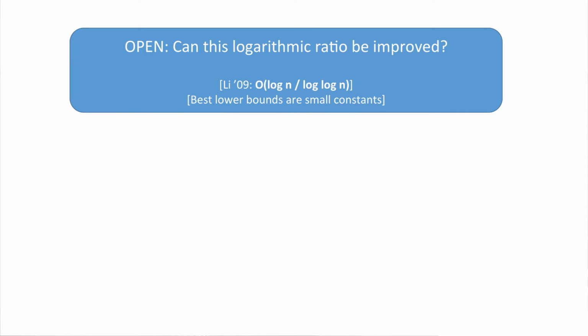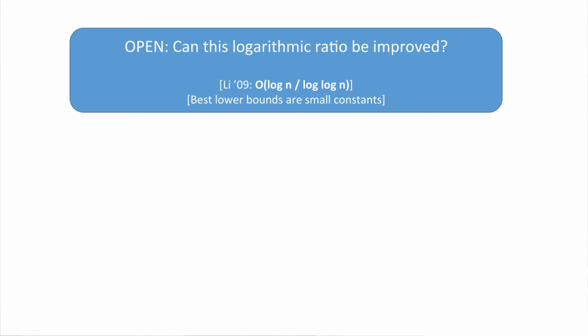Now, the first open question, and this has been open for many years now, is can this ratio be improved? The best lower bounds that we know are really small constants like 2 or 3. We do not know any game of this form where the best equilibrium is off by a factor of 2 or 3 more than the optimum solution. On the other hand, the best proof that we have is slightly better than what I showed you. It's log n over log log n. Can you bridge this gap?